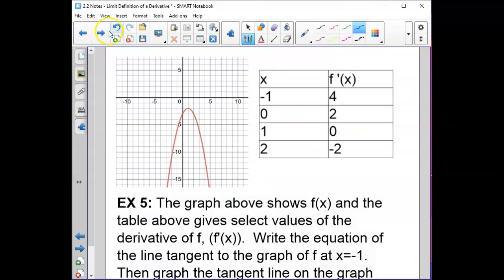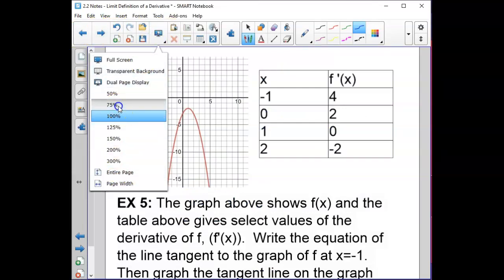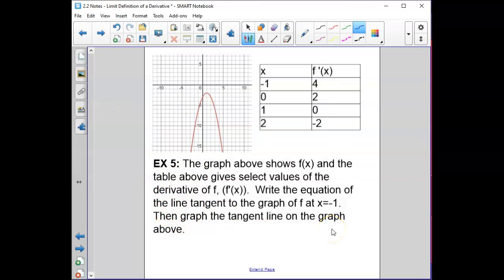All right, so let's look at another problem. Let's change this so we can see the whole problem here. This problem asks us to do the same thing we just did, but we actually don't have work that we have to work out. It says the graph above shows f of x, and the table above gives select values of the derivative of f, which is f prime of x. Write the equation of the line tangent to the graph of f at x equals -1. Then graph the tangent line on the graph above.